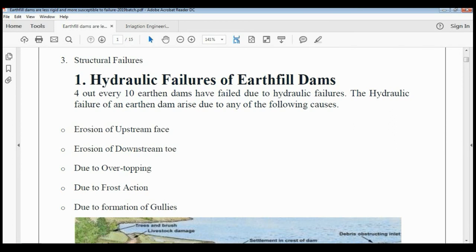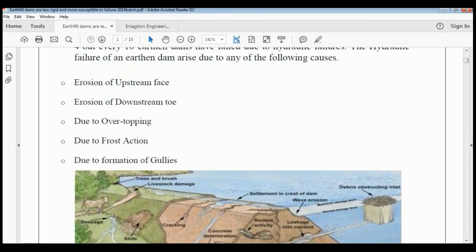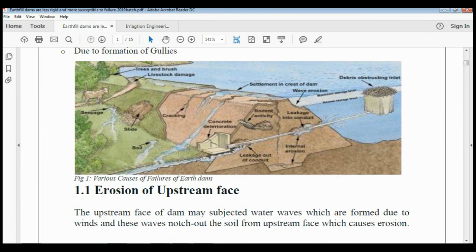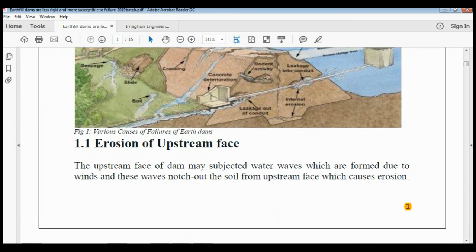Out of 10, 4 dams have failed due to hydraulic failures. In that, the first one, this is the example of erosion of the upstream face. This normally happens due to the water waves produced on the upstream face due to wind action.